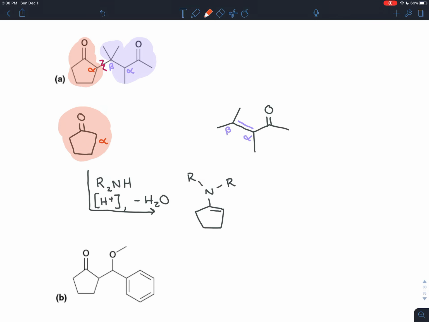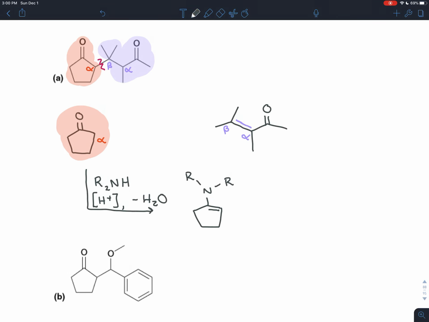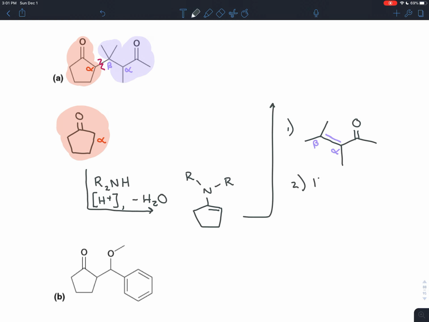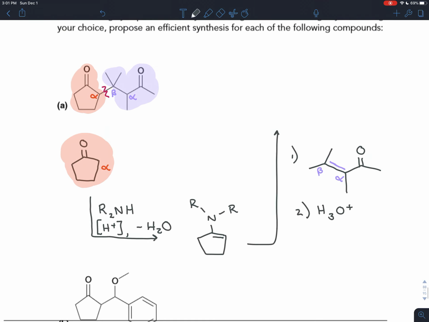Okay, well, once you have that enamine, your alpha carbon is a weak nucleophile now, and so you can treat it with this alpha-beta unsaturated compound. That's your first step. Once you do that, you still have an iminium ion on there, so you sort of have an enamine derivative after you add that, and so to hydrolyze that, you can use water or hydronium. I'm going to use hydronium to hydrolyze that, and also to help get the other carbonyl back, because that turns into an enolate. And we've seen those steps in previous videos.